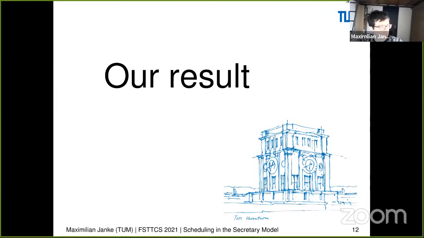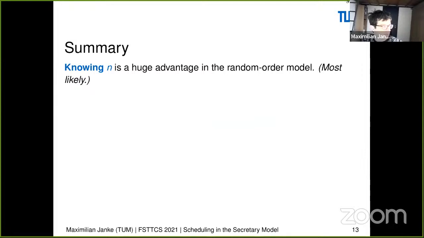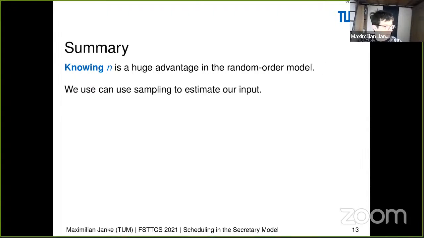Now, what precisely do we do in our paper? Well, we show that knowing n is a huge advantage, at least most likely. It's not formally established yet. And I mean, the most powerful technique is certainly sampling, where we look at a small fraction of the input sequence to glimpse information about the whole sequence.